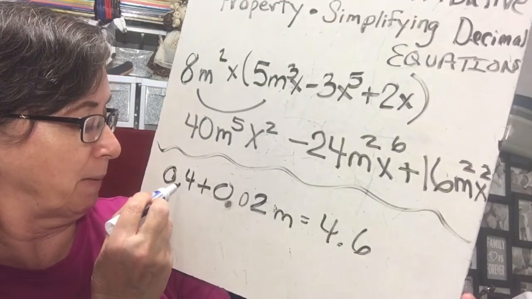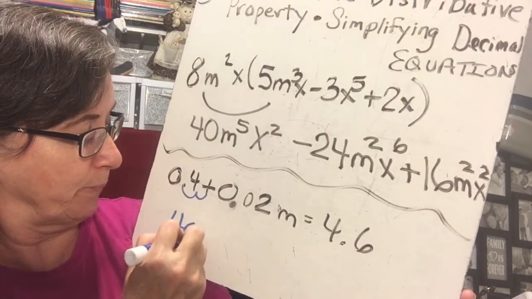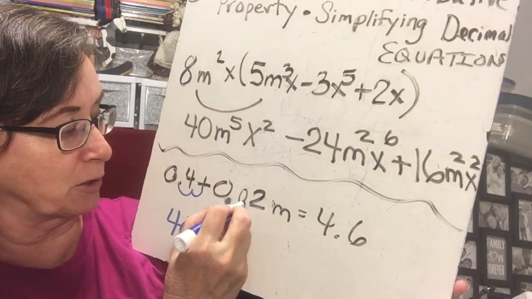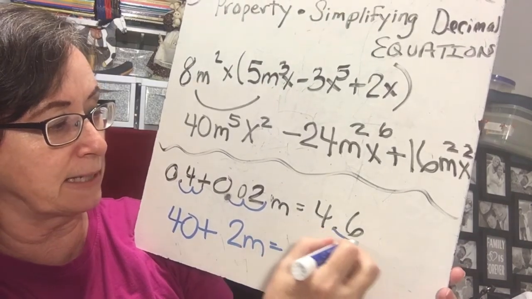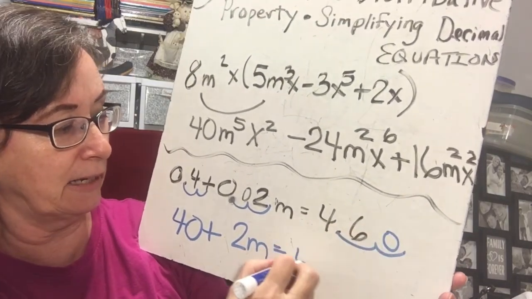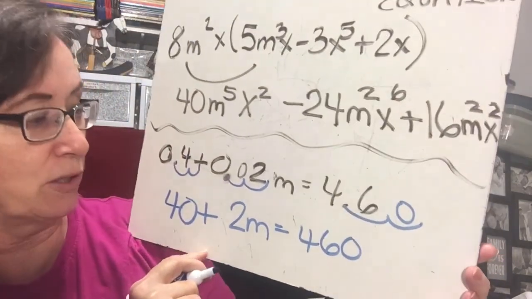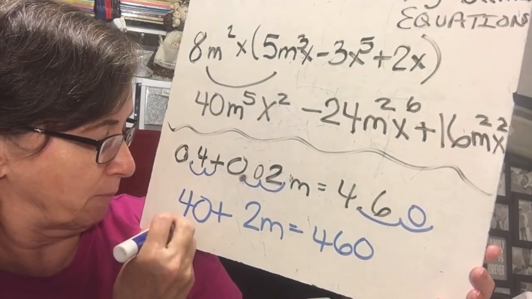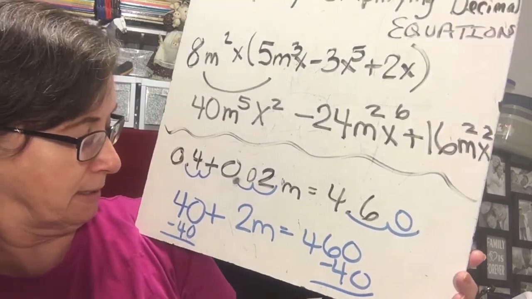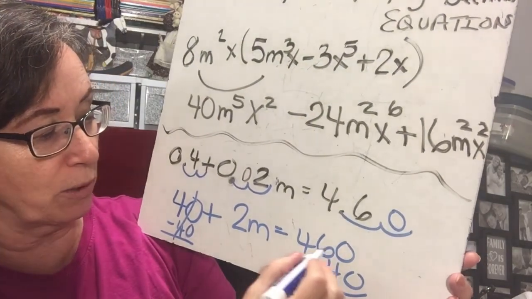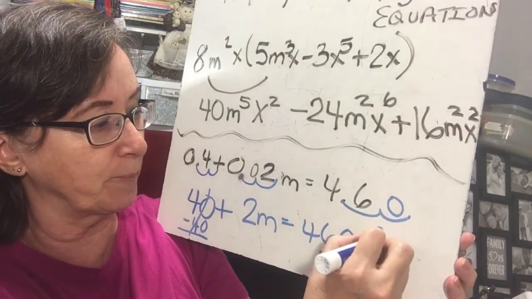When I multiply this one by 100, it moves the decimal 2 places over and it becomes a 40. Plus, it moves the decimal 2 places over and it becomes a 2m. Equals, moves the decimal 2 places over and I get a 460. Much easier to look at when we have no decimals. So now we're going to subtract the 40 from both sides. Remember, those are the constants there. And I'm going to get 420. So I'm going to get 2m is 420.